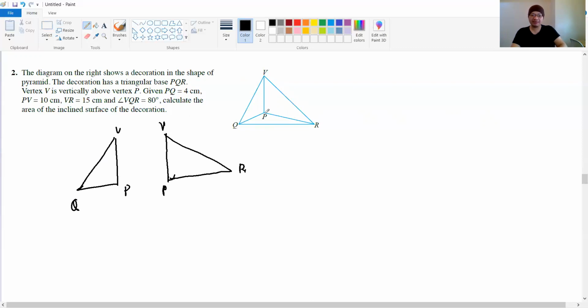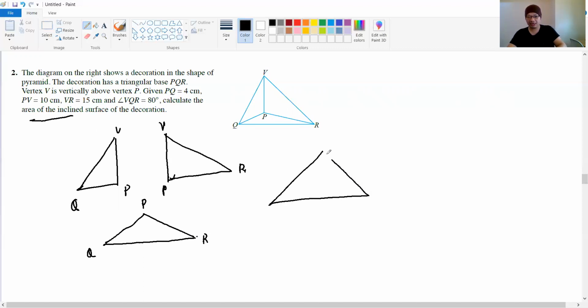The third diagram will be the base, P, Q, and R. And the last one is the incline. VQR is the inclined surface of the pyramid. This is what we want to find, the area of the incline. So that means we want to find the area of V, Q, R. I put it here, V, Q, and R.